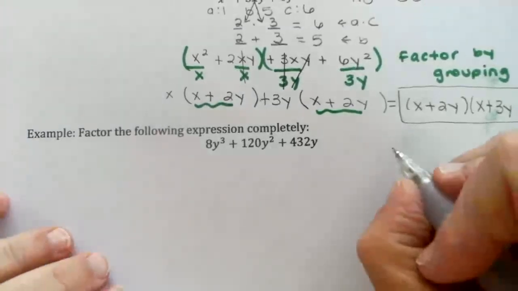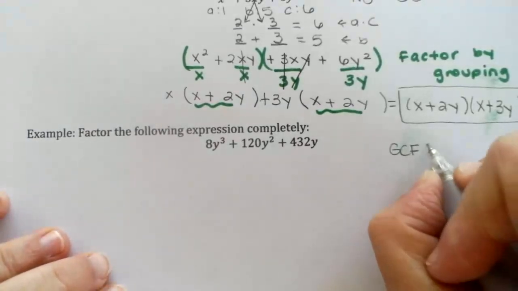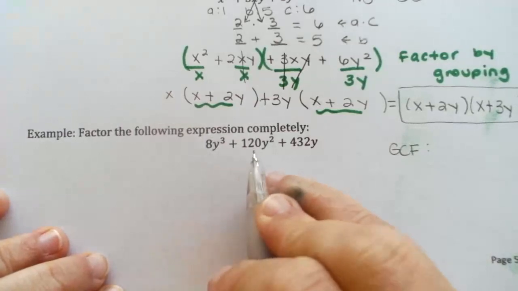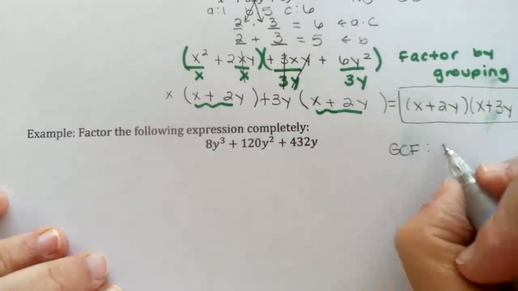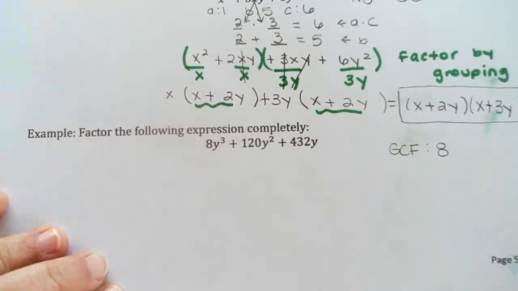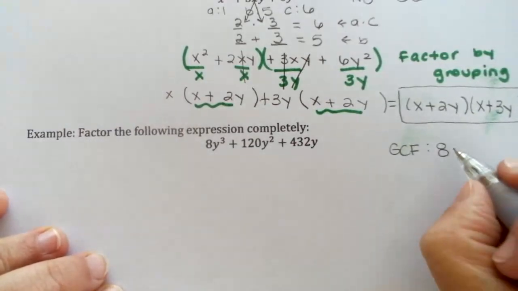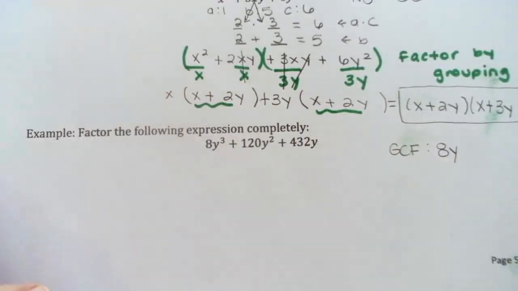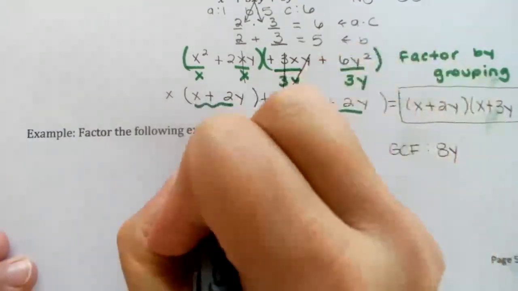Let's look for a GCF. Here they do have a GCF. 8 goes into 8, 120, and 432, so they all have an 8 in common. This one has 3 y's, 2 y's, and 1 y, so now they all have 1 y in common as well. So our GCF here would be 8y. So let's factor or divide out 8y from all three terms.